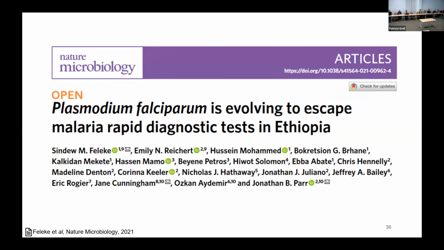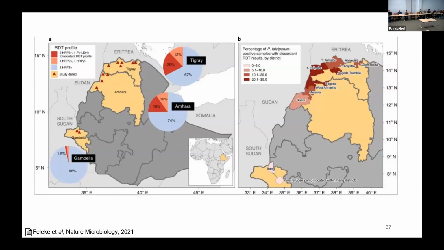This study from Dr. Sindhu Feleke came out in 2021, but it's been very interesting because they blend this point of care approach with some omics methods to demonstrate parasites evolving against rapid diagnostic tests. So what did they do? They conducted surveys in different areas of Ethiopia, so in Eastern Africa, and they looked at the discordance between rapid tests and PCR testing to look for parasite presence. Each of these tests detects different targets, with protein detection for the rapid tests. They had discordance in up to 20 to 30% of the tests.